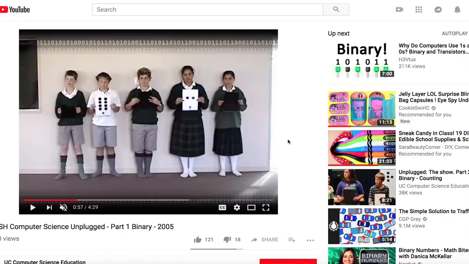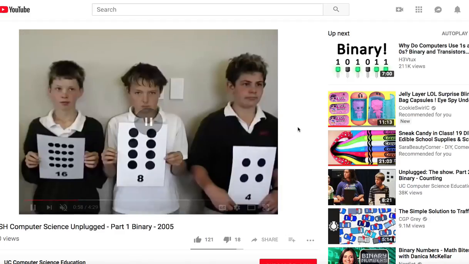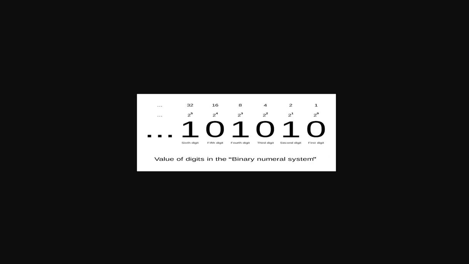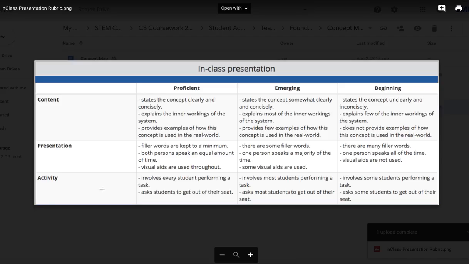And if you ask the class, what decimal number does this represent? They would all say, well, it's 2 plus 8, so that is 10. So 0, 1, 0, 1, 0 represents the decimal number 10. You can play around with this activity, and it is something that makes sure that everyone understands what's going on. And that's what I want you to do for this activity.